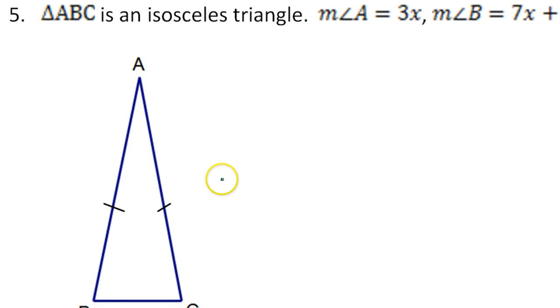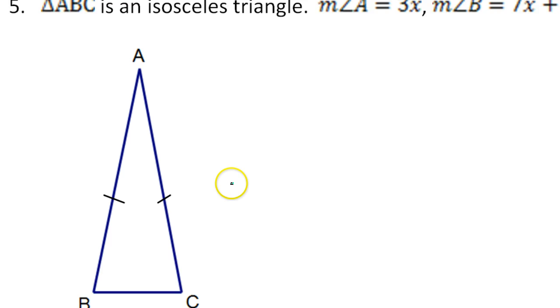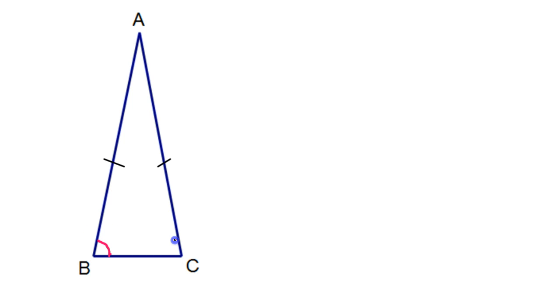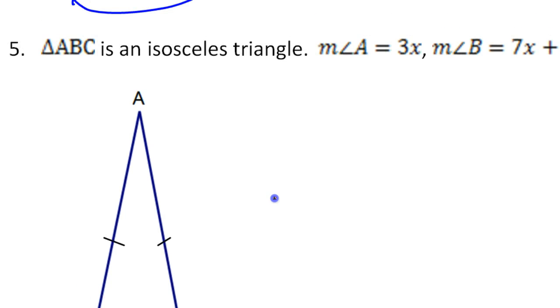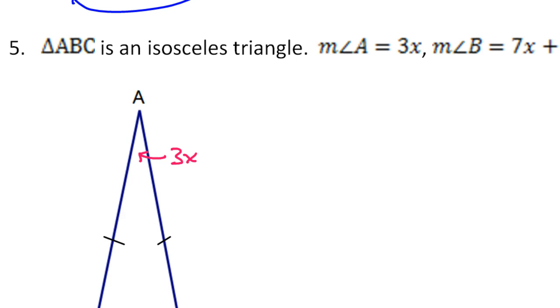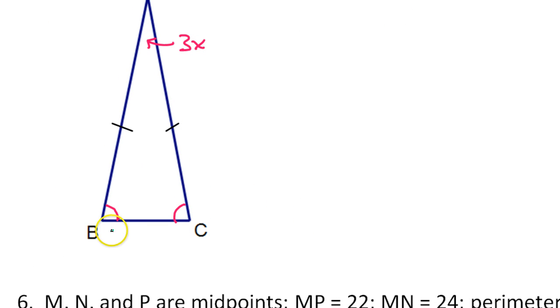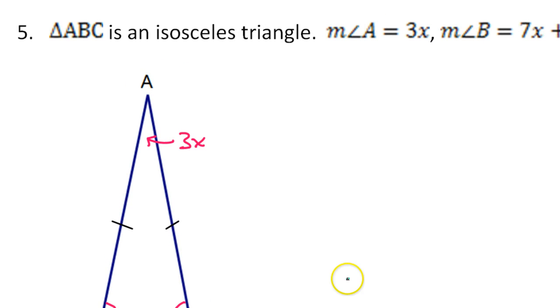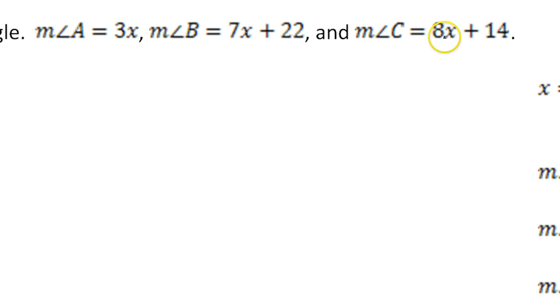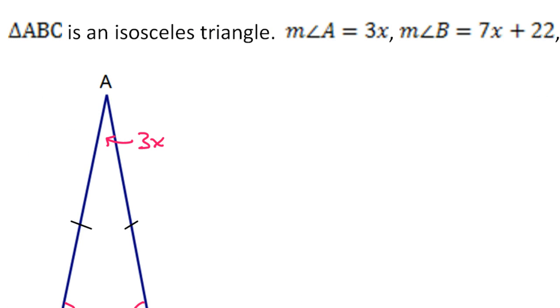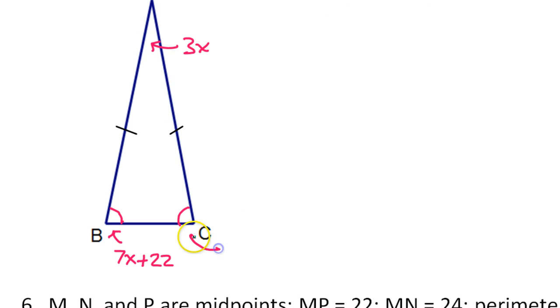Alright, problem number 5. We've got the isosceles triangle, and so that means since these are the congruent sides, these are the base angles, which will be congruent. Now, the measure of angle A is 3x. Okay, so this is 3x right here. And the measure of angle B is 7x plus 22. Okay, so this is 7x plus 22. The measure of angle C is 8x plus 14. Okay, so this is 8x plus 14.